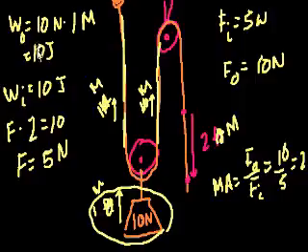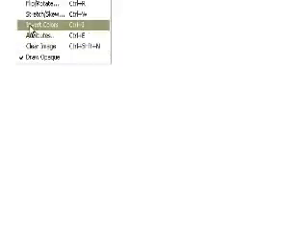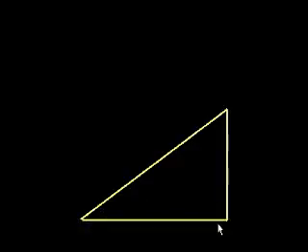Let's see if we can do another mechanical advantage problem. Actually, let's do a really simple one that we've been working with for a long time. Let's say that I have a wedge. A wedge is actually considered a machine, which took me a little while to get my mind around, but a wedge is a machine. And why is a wedge a machine? Because it gives you mechanical advantage.